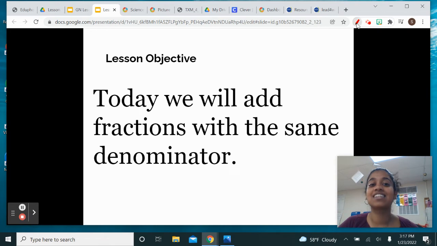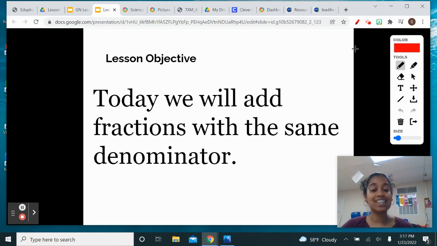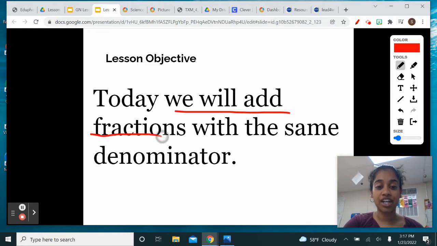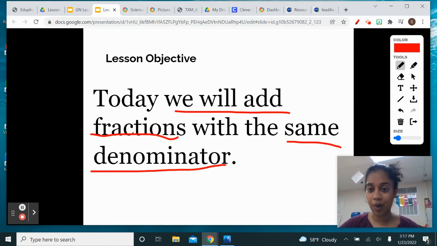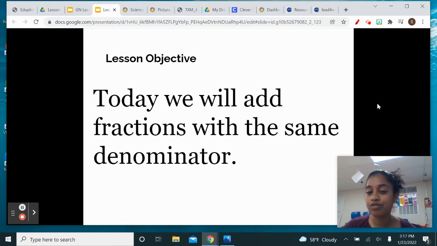Before we get into our lesson, let's go over our lesson objective. Our lesson objective for today is we will add fractions with the same denominator. Okay? All right, so let's go into our vocabulary.